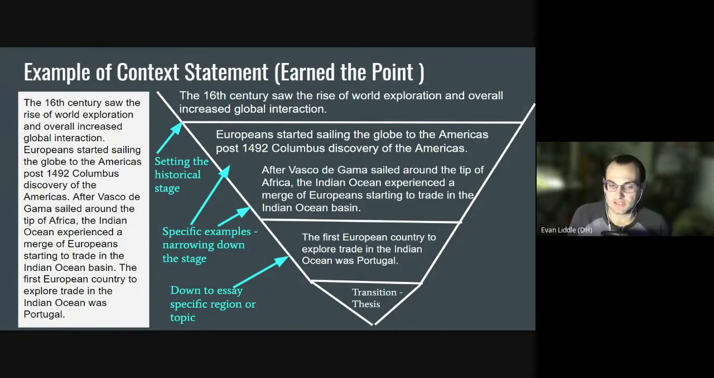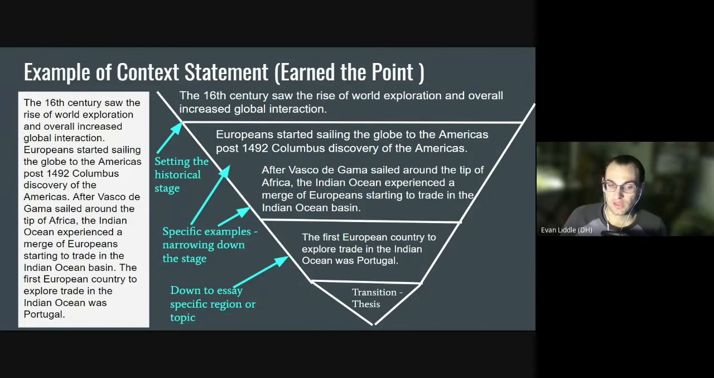Europeans started sailing the globe to the Americas post-1492, Columbus's discovery of the Americas. Again, grammar not great here, but again, it's a first draft. That's not what we're concerned about. After Vasco da Gama sailed around the tip of Africa, the Indian Ocean experienced a merge of Europeans starting to trade in the Indian Ocean.